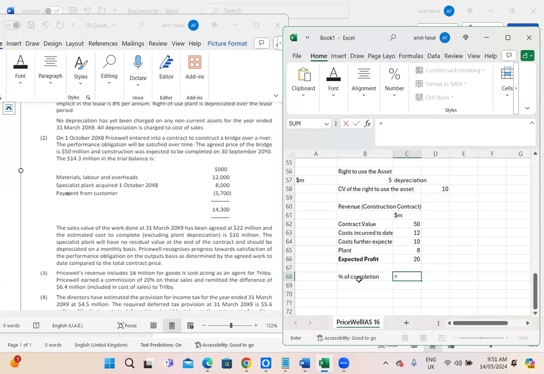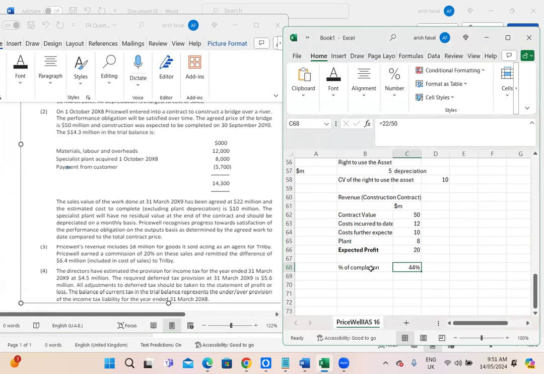Okay. So that's going to be based on 22, because that has been the sales value of the work done, agreed at 22 million, right? Agreed work to date. So that's 22 million out of total of 50. So that gives me 44 percentage basically. Okay. So 44 percentage, that's the percentage of completion.